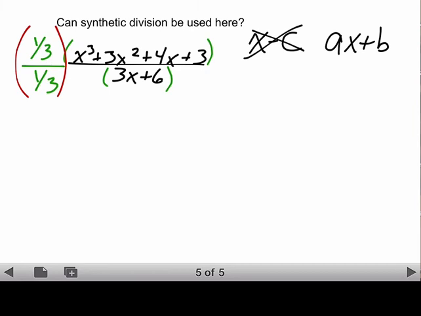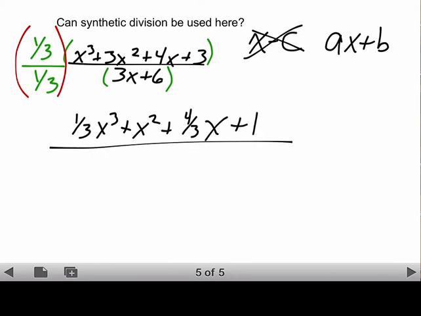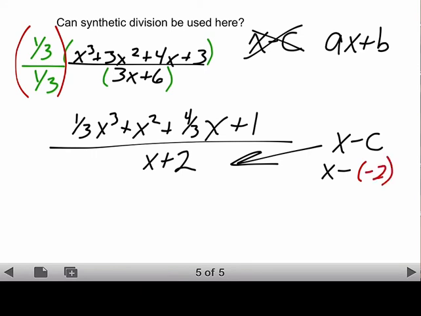When we distribute in the numerator here, we're going to end up with 1/3 x cubed plus x squared plus 4/3 x plus 1. Distributing in the denominator gives us x plus 2, and now all of a sudden we have a divisor of the form x minus c. In this case, that's c being negative 2. I'll go ahead and perform the division and then we'll talk about what we're looking at.